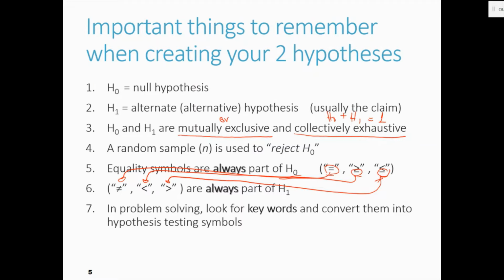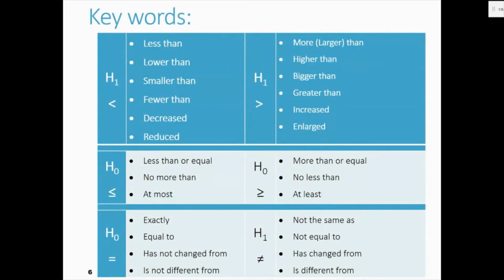In problem solving, we need to look for keywords in the exercises and convert them into the hypothesis testing symbols that match these keywords. So now, which keywords are we talking about? These are the keywords that we need to look for. Through the exercise itself, you need to recognize whether you're talking about a less than symbol, more than symbol, more than or equal to symbol, less than or equal to symbol, equal or not equal to. And accordingly, figure out whether it is H1 or H0.